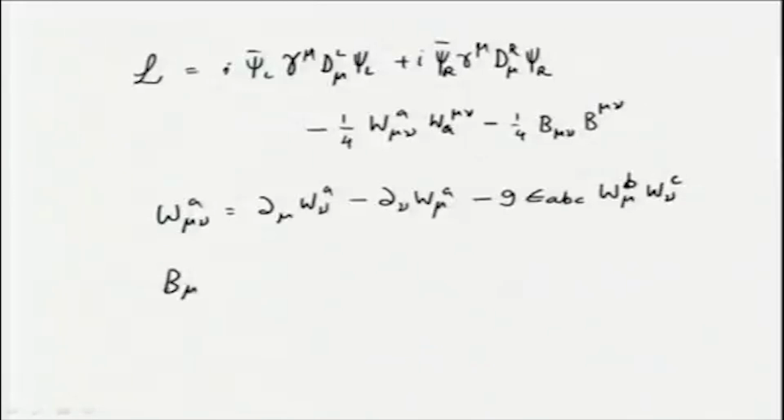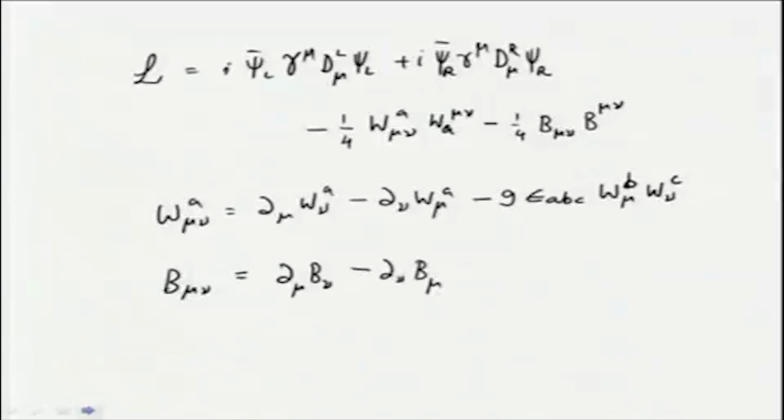Whereas B mu nu corresponds to the U1 and it will be exactly similar to F mu nu, dou mu B nu minus dou nu B mu. There is no third term, and we have only one B. So, we cannot make any antisymmetric combination with one particular component object. So, this is the Lagrangian which is invariant under SU2 cross U1 and everything seems to be fine.